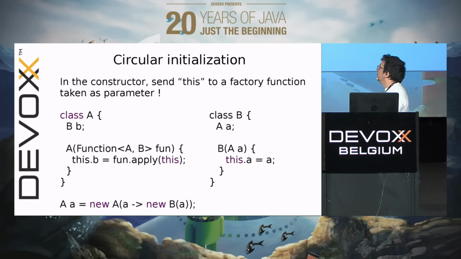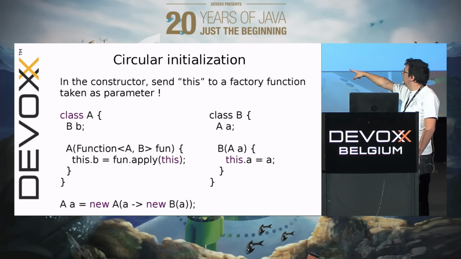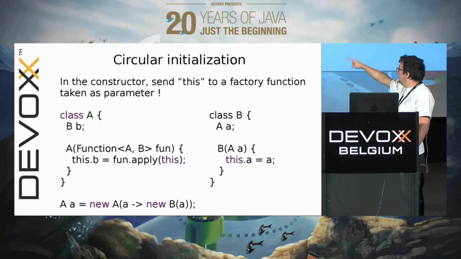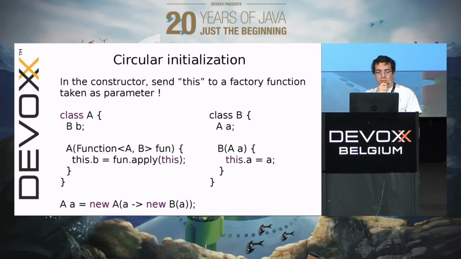For one parameter from the other, let's say for A, you take a function that takes an A and a B. And basically, when you call the function, the method is apply, you will send your reference. So when you call new A at the bottom, you use a lambda that takes A as parameter and that will create B with A as parameter. It's an ugly trick. Use it sometimes.